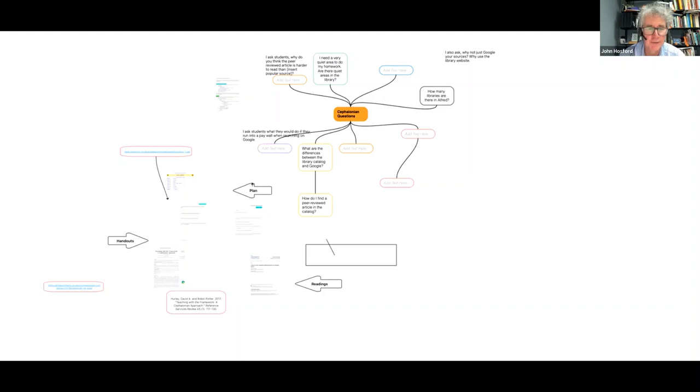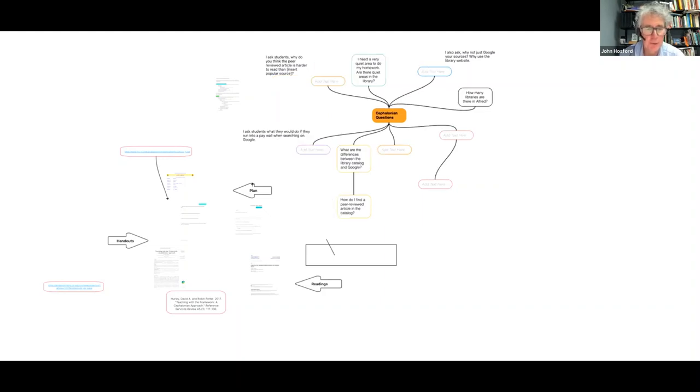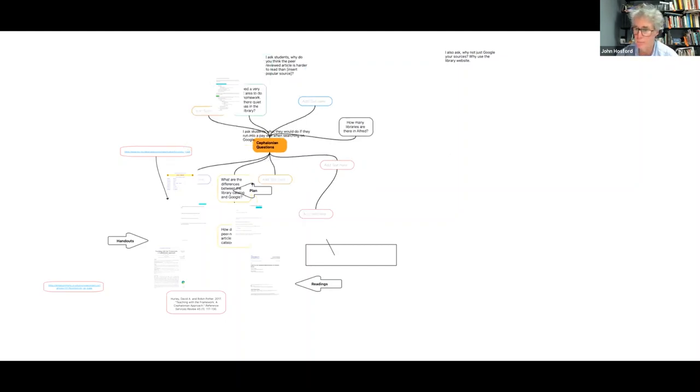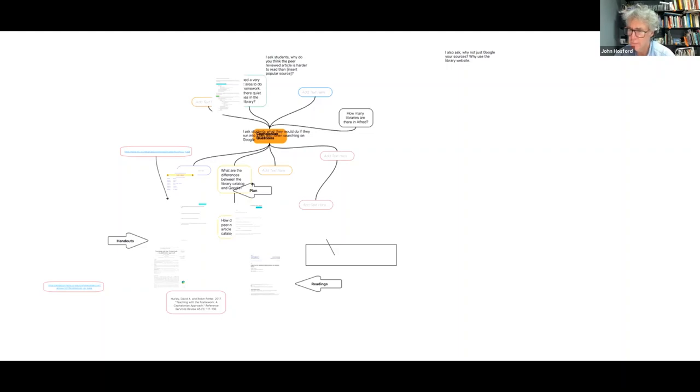Someone wrote, I asked the students what they would do if they run into a paywall when searching on Google. That's a great question, actually, that I should add for sure, because I do talk about it with most of the classes I do. What happens when you get, say, a charge for an article, $35 or whatever. So letting them know that they're already paying for them, or they can access most articles through ILL, is great information to tell them.